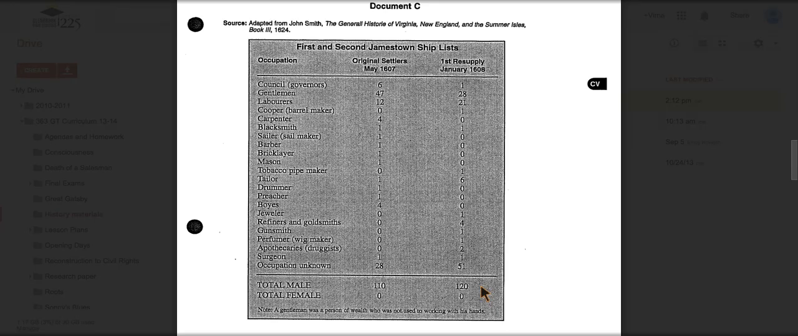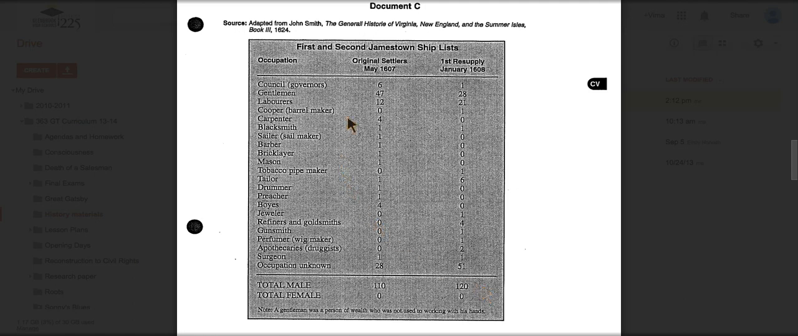Why did so many colonists die at Jamestown is this question I'm trying to answer for my essay later on. So a gentleman was a person of wealth who was not used to working with his hands. There were 110 male settlers in the first original group and 120 in the resupply group.